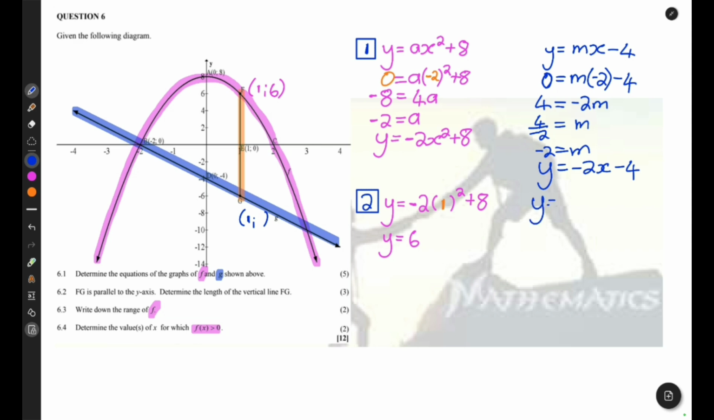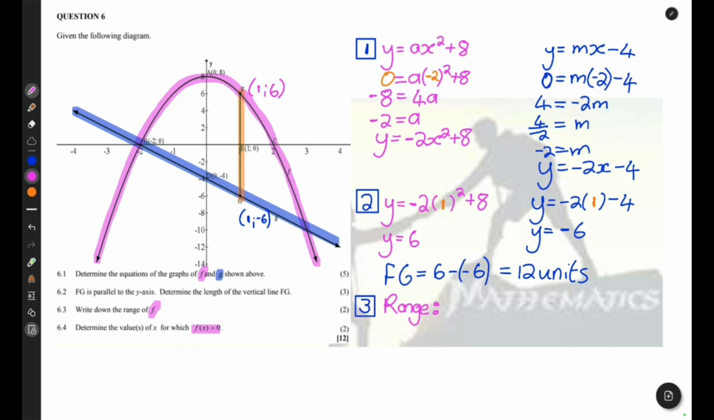Let's do the blue graph as well. So y is equal to minus 2 times x minus 4. The x value of G is also 1 because it's on that vertical line. And now if I do that sum, I can see minus 2 minus 4 is actually minus 6. And therefore, to find the distance, I always just take the top value minus the bottom value. So 6 minus minus 6 would equal 12 units. Always take the big one minus the small one. Remember your brackets if you need to.